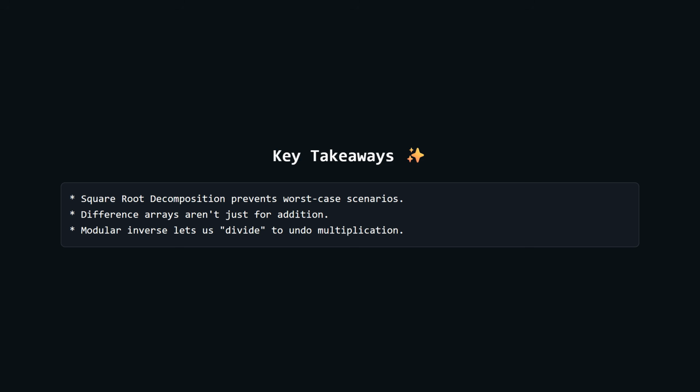The key lessons here are that splitting logic based on a square root threshold can save a problem from timing out, and difference arrays are incredibly versatile, even working for multiplication if you use modular inverses.